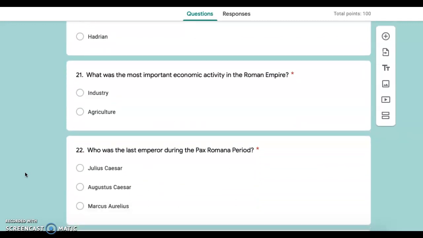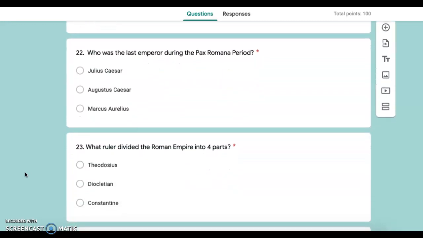21. What was the most important economic activity in the Roman Empire? Industry or agriculture? 22. Who was the last emperor during the Pax Romana period? Julius Caesar, Augustus Caesar, Marcus Aurelius.